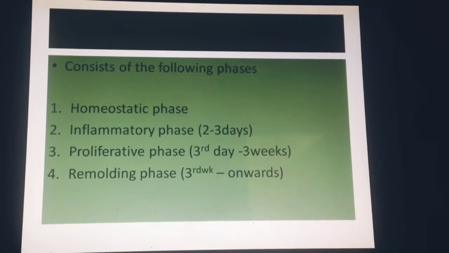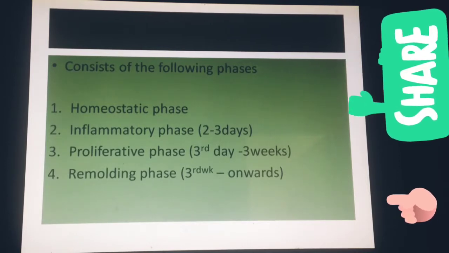Whenever there is an injury or wound is formed, it undergoes the following phases. The first phase being the hemostatic phase, second, the inflammatory phase, which is for about 2 to 3 days. The next is the proliferative phase, which starts from the third day and extends up to the third week. And lastly is the remodeling phase, which starts from the third week and goes onwards.